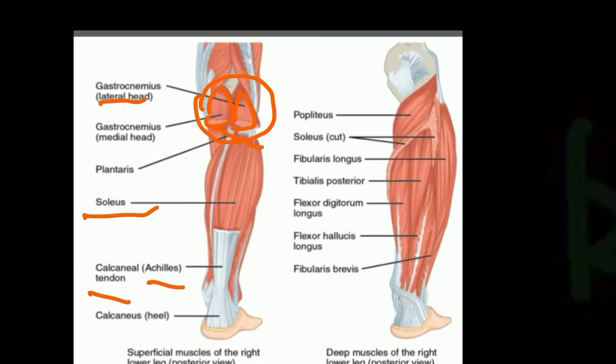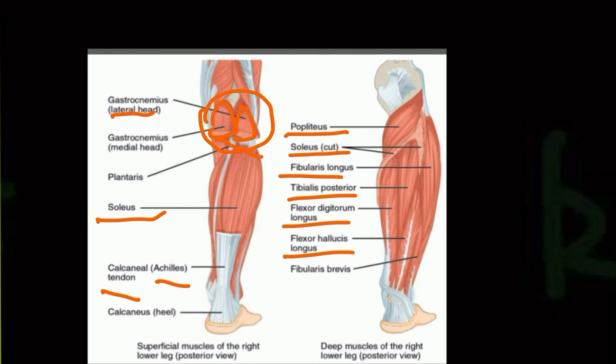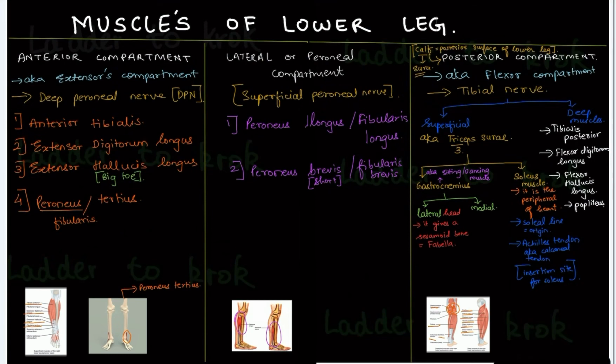Then the deep muscles: you can see the popliteus muscle present over the popliteal fossa. When you cut the soleus muscle, you can see the deep muscles. You can see the fibularis longus, tibialis posterior, flexor digitorum longus, flexor hallucis longus. This fibularis longus and fibularis brevis are part of the lateral compartment. We've already done fibularis. You can instead write peroneus. So that's it about the lower leg. I hope the muscles of it are clear to you. Thank you.